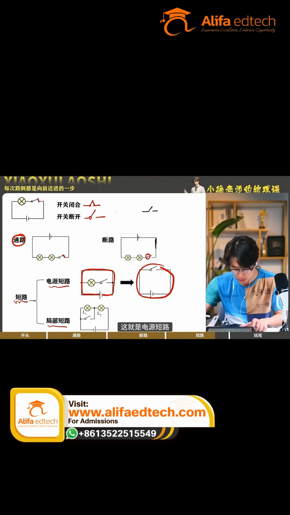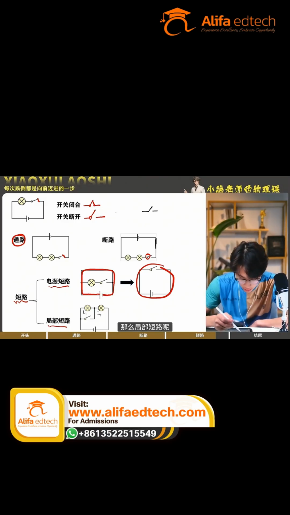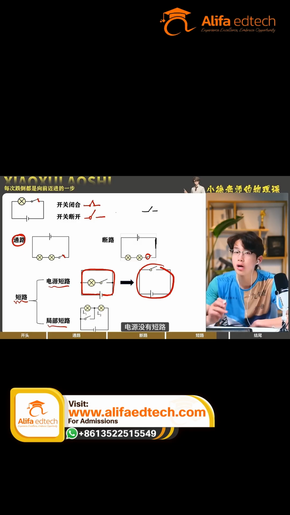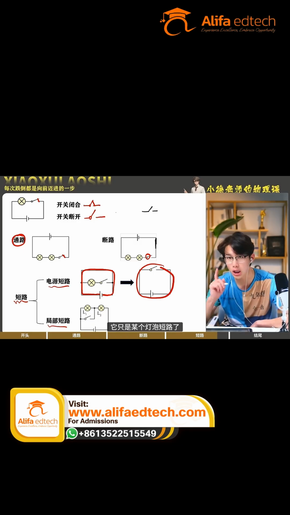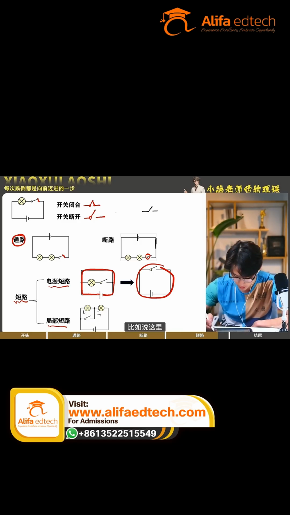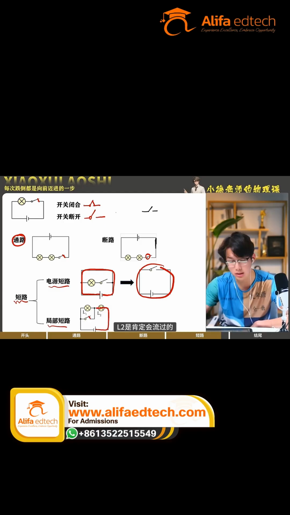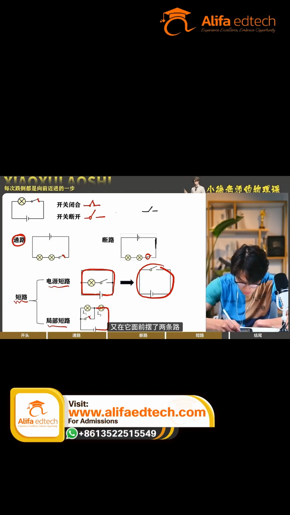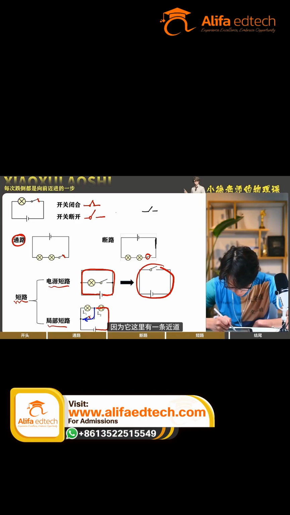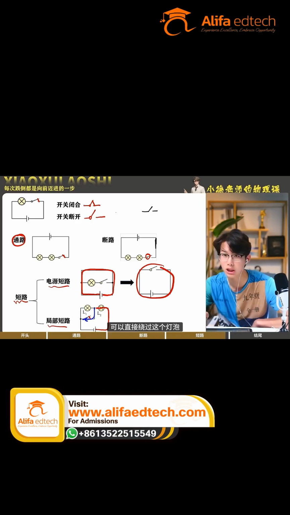Now about local short circuits. A local short circuit is when the power isn't shorted, just a specific bulb is shorted. For example, here, look, we have a switch here. After closing it, you'll see the current will definitely flow through. L2 will definitely have current. Then in front of it, there are 2 paths. One path goes to L1, one path goes to the wire. You see it won't go to L1 because there's a path that bypasses this bulb. It goes directly back. This is a local short circuit because only L1 is shorted, only L1 has no current. So it's called a local short circuit.